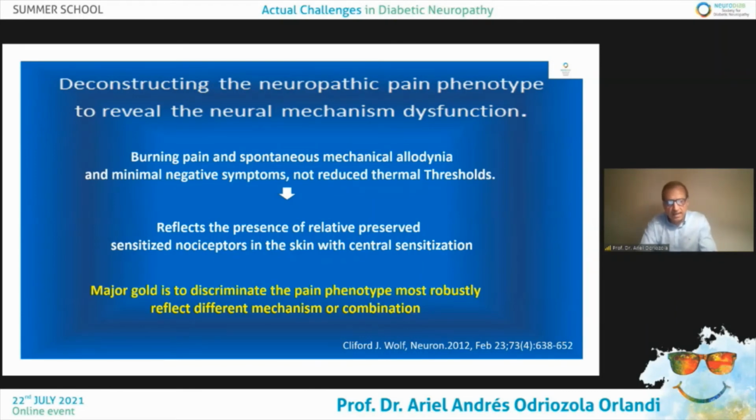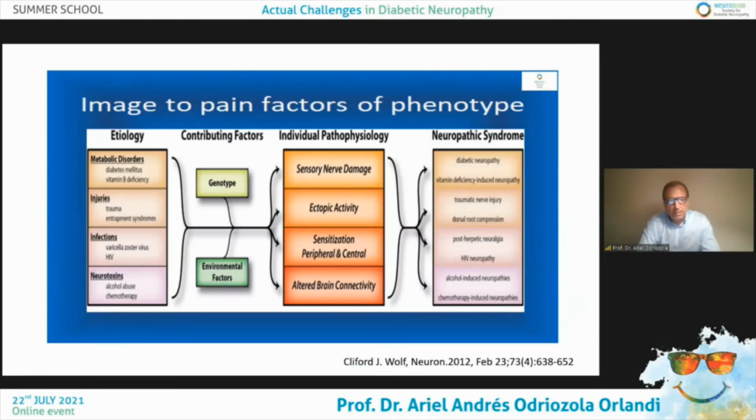The next slide shows the major pain factors of a phenotype. Neuropathic pain is very heterogeneous, with multiple patterns of presentation reflecting diverse combinations of etiological, genetic and environmental factors, and specifically the neurobiological processes they engage. Because of their mechanism diversity and different manifestation, these processes produce a complex profile, a constellation of positive or negative sensory symptoms and signs. So, we say the pain fingerprint.